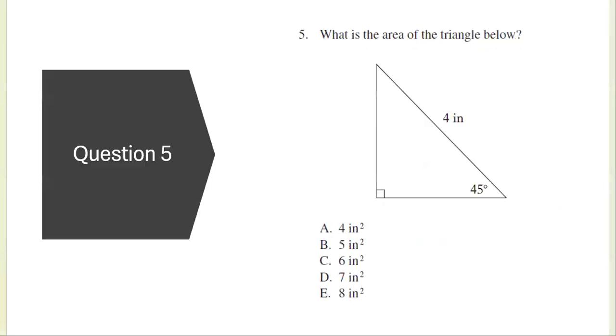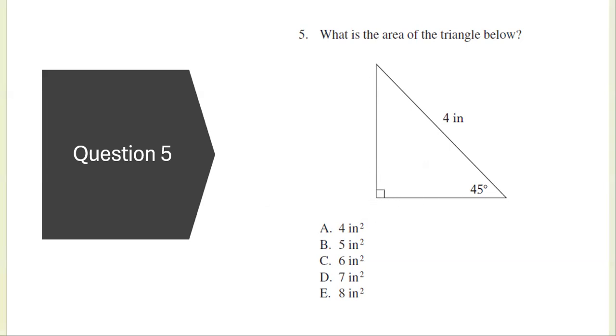Okay. Question 5. What is the area of the triangle below? Okay. Testing two concepts. First of all, 45, 45, 90 special right triangles. And then what is the area of a triangle? It's half the base times the height. This is the base. This is the height.